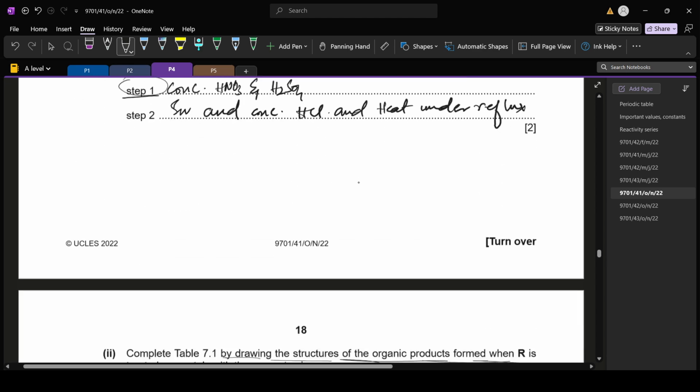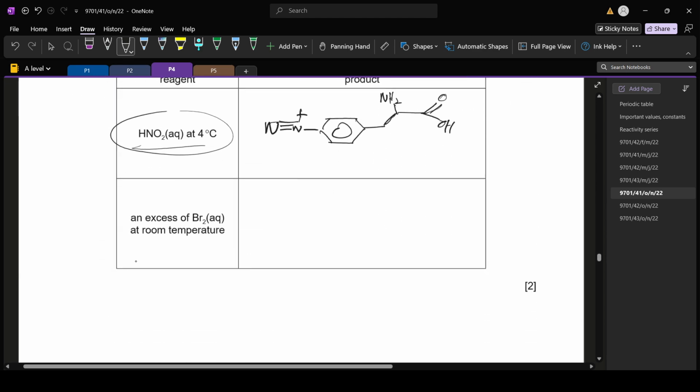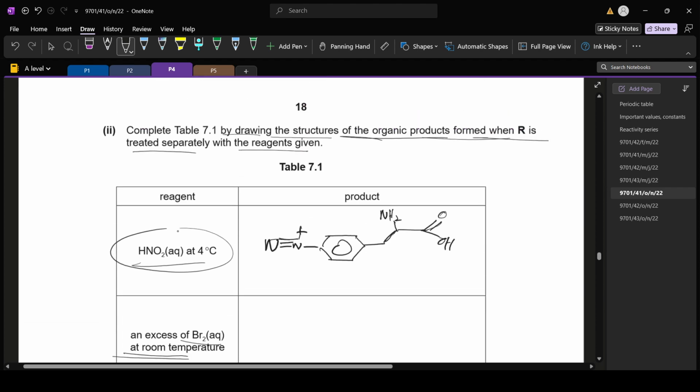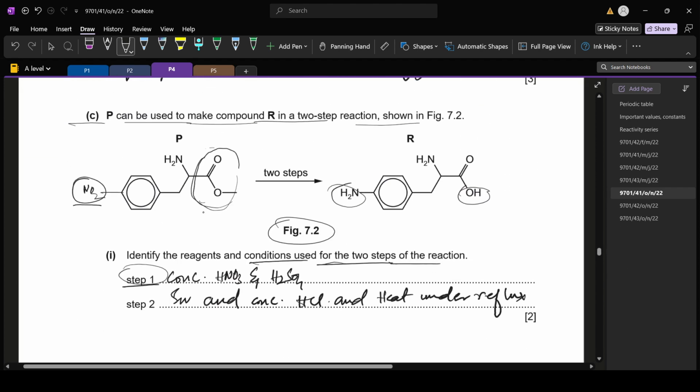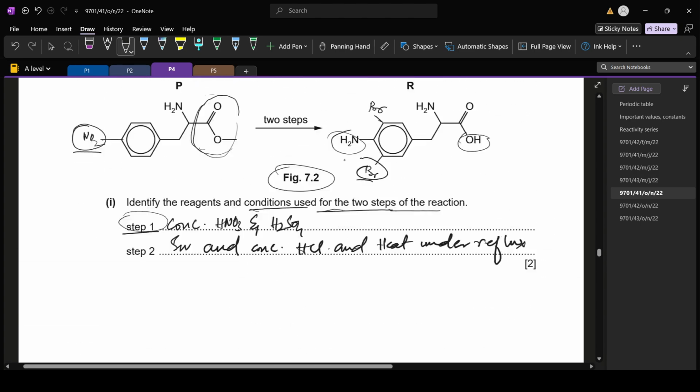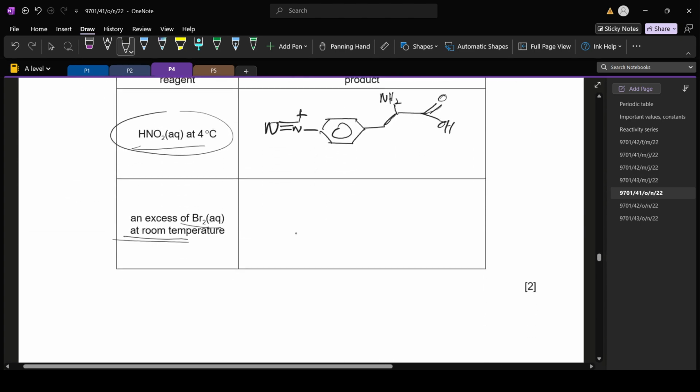And then in the next step, an excess of bromine at room temperature. So when excess bromine is added to R, the bromine will actually attach to the 2, 4 and 6 positions, but on the 4 position you can see that this alkyl group is attached, so only on the 2 and 6 positions bromine will attach over here. Okay, so this is your final structure.